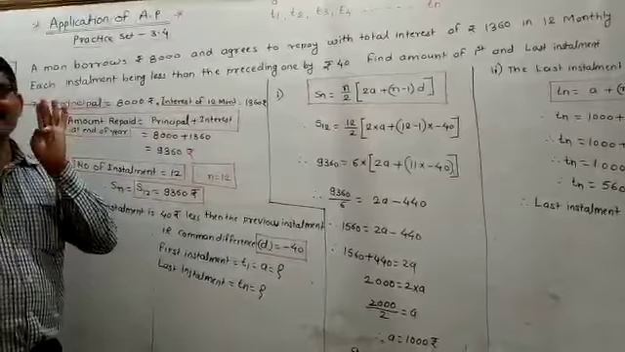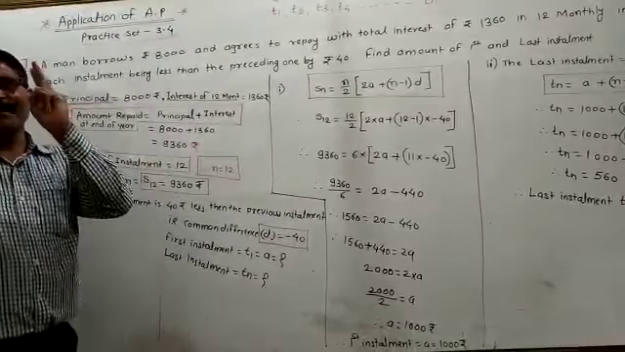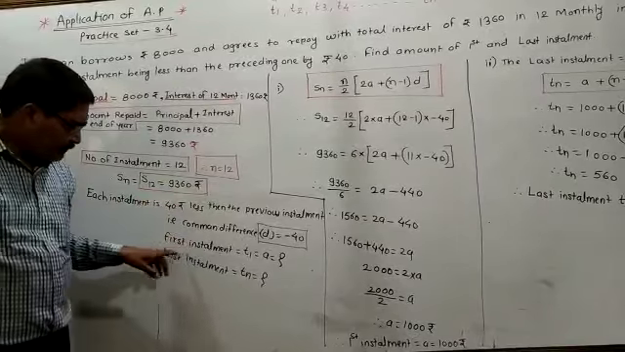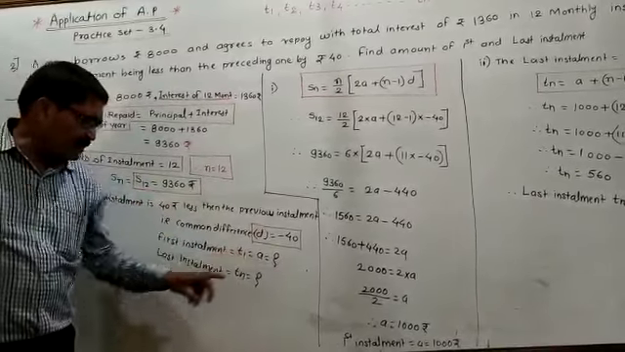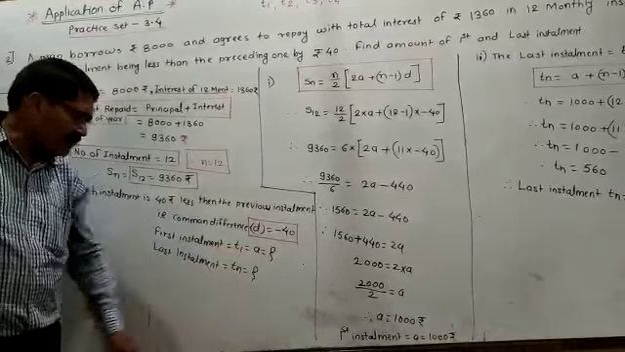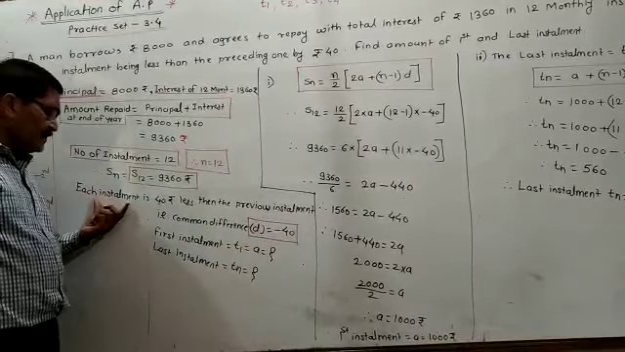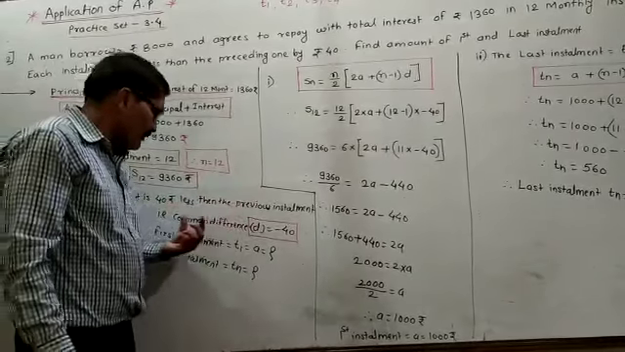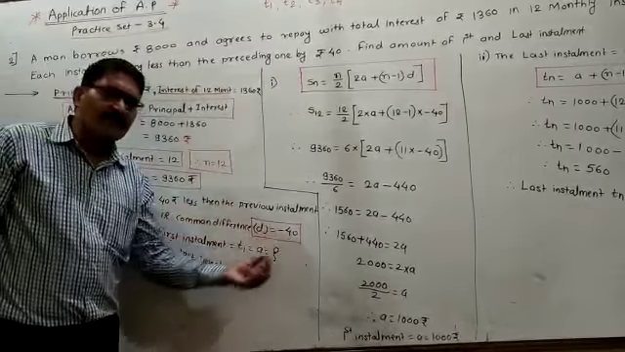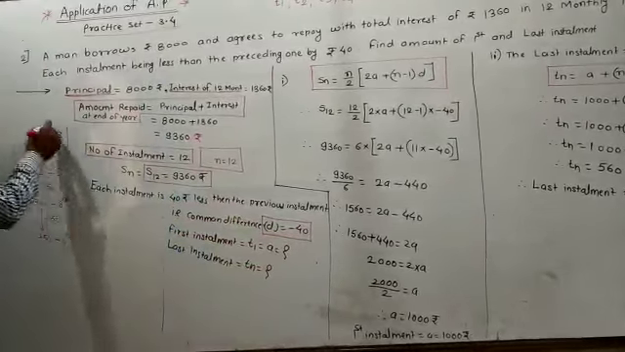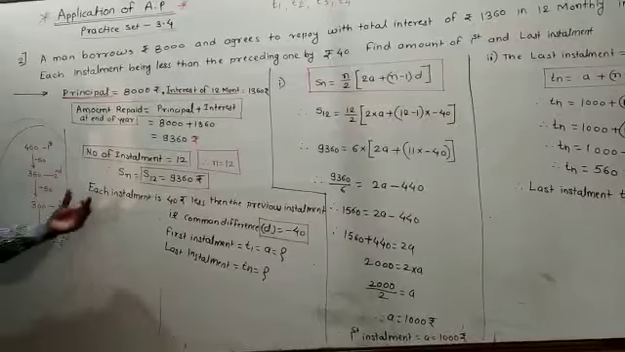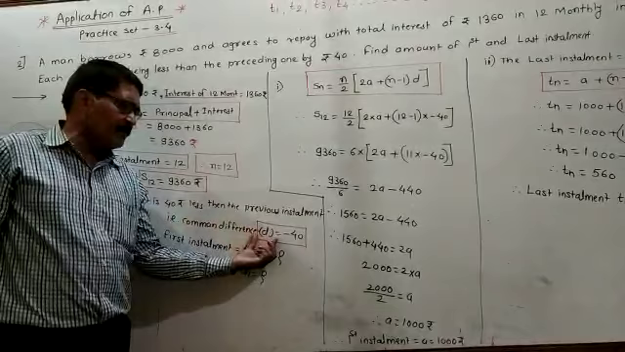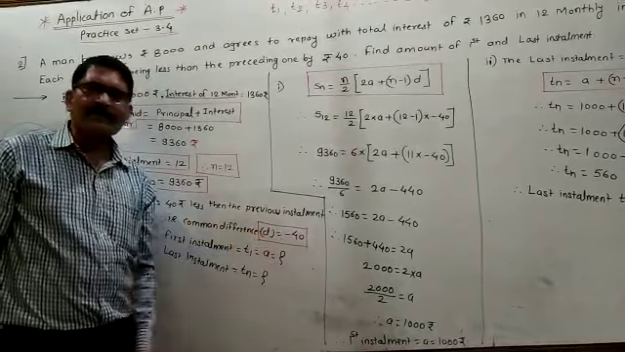You have to find the amount of the first installment and the amount of the last installment. Means the first installment T1 is equal to A is equal to question mark. Last installment Tn is equal to question mark. And the condition is given: each installment is 40 rupees less than the preceding installment. Therefore the common difference D is equal to minus 40. I gave this as an example. If the next installment is less than the previous installment by 40, at that time you have to say that D is equal to minus 40.